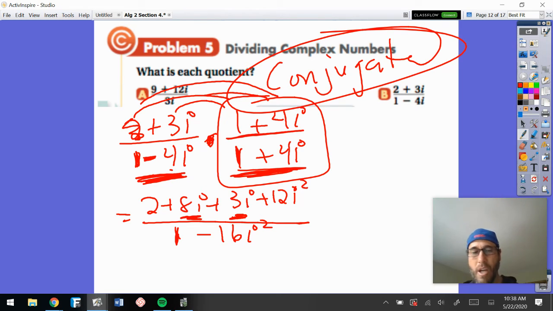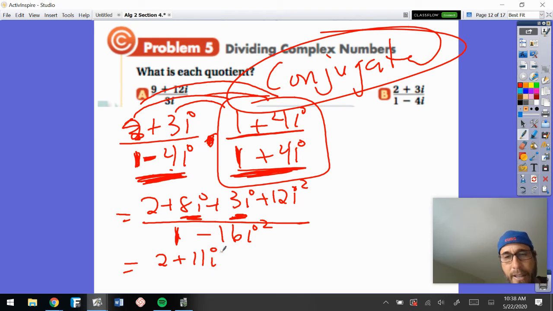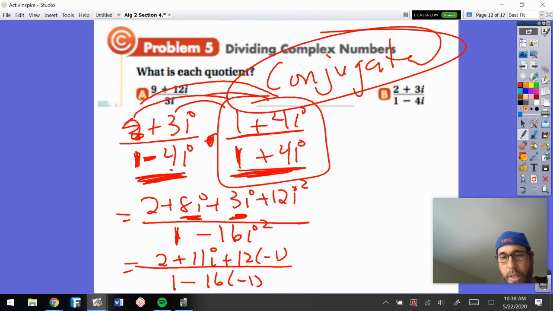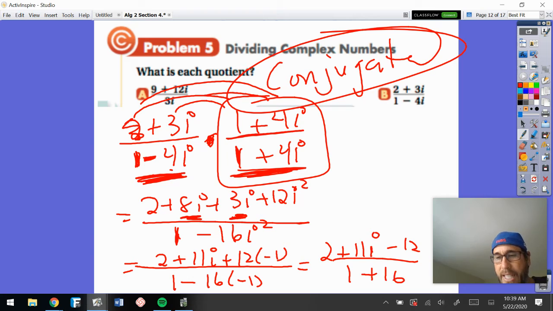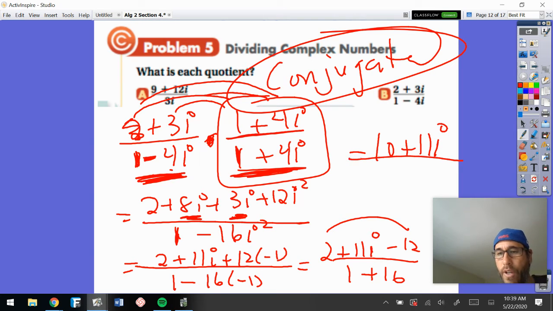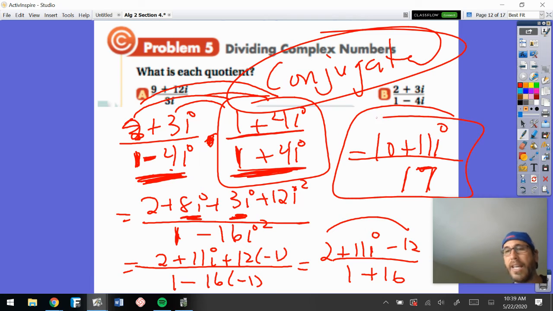All right, right here, what do we get? We get 2 plus 11i plus 12 times negative 1. And in the bottom, I get 1 minus 16 times negative 1, which gives us 2 plus 11i minus 12 all over 1 plus 16, which gives me a final answer of negative 10 plus 11i over 17. Does 17 go into 10 and 11? Do they have anything in common? No, so donezo. That's it.